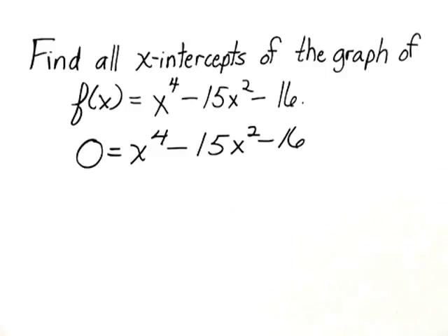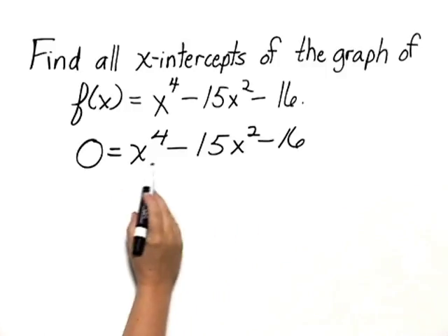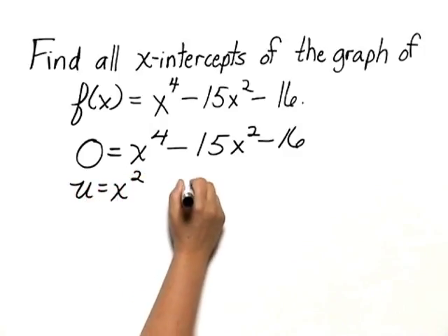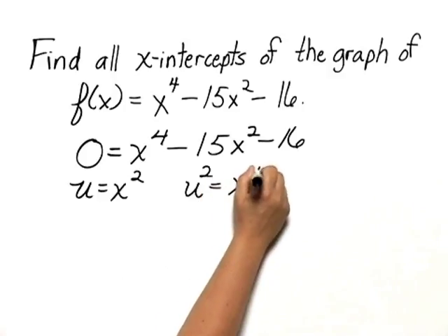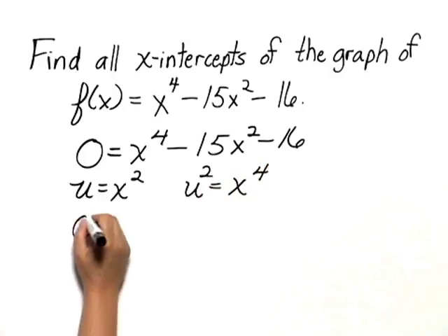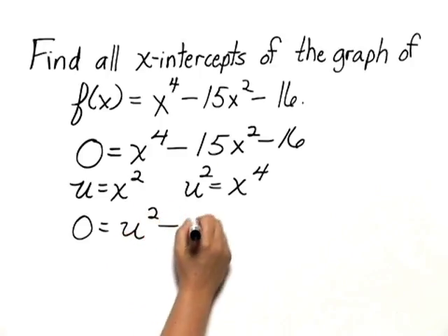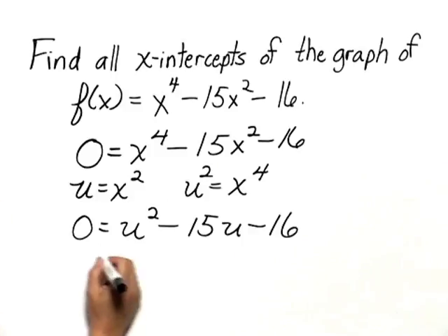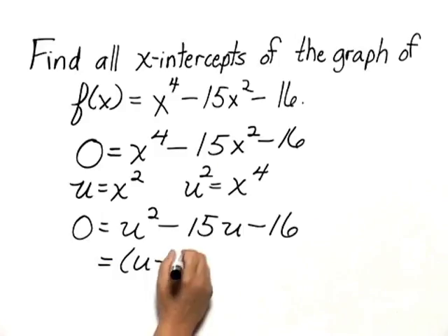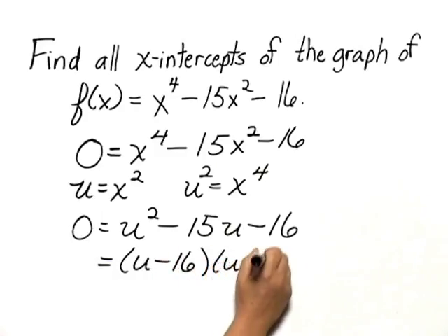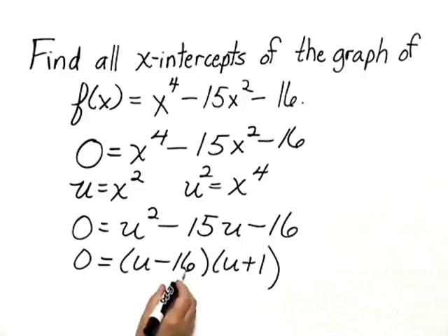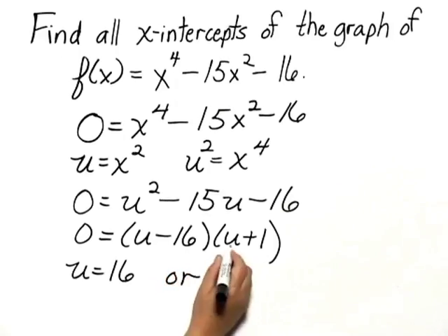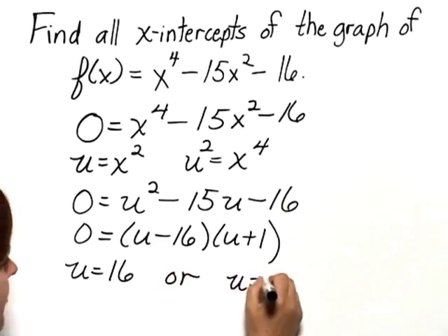This is not exactly a quadratic equation, but if we let u equal x squared and u squared equal x to the fourth, we can substitute and get 0 equals u squared minus 15u minus 16. And this we can factor and solve. This would be u minus 16 times u plus 1, which would mean that u minus 16 would be 0, means that u has to be 16. Or if u plus 1 is 0, u would be negative 1.